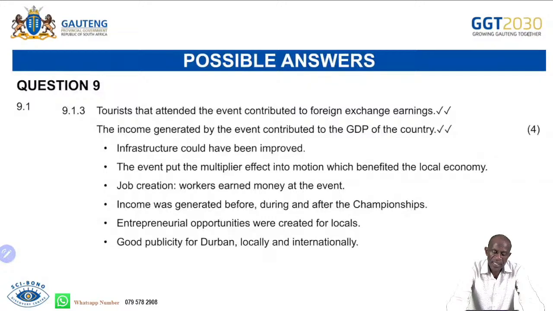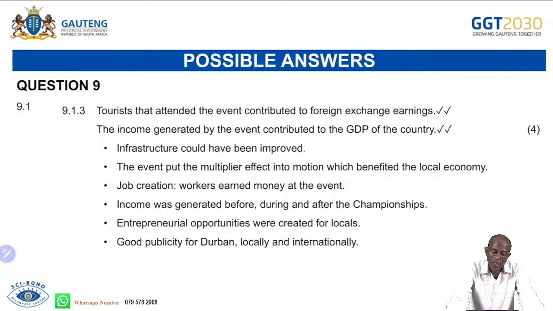The last one. This one answers 9.1.3. Tourists that attended the event contributed to the foreign exchange. The income generated by the event contributed to the GDP of the country, for 4 marks. Other answers to the question on benefits to the economy of Durban relate to infrastructure having been improved. The event put a multiplier effect into motion, which benefited the local community or the local economy.